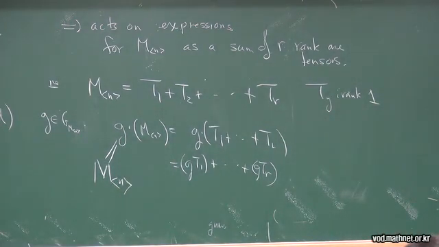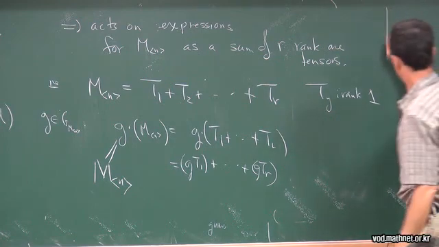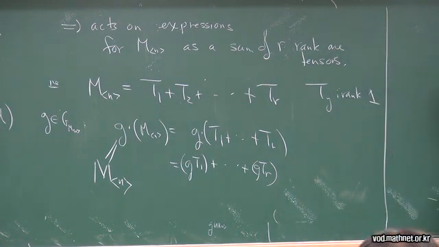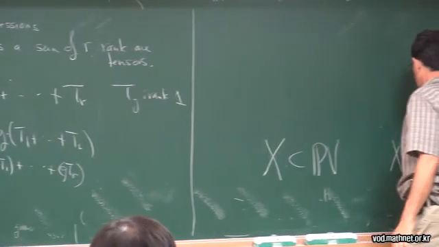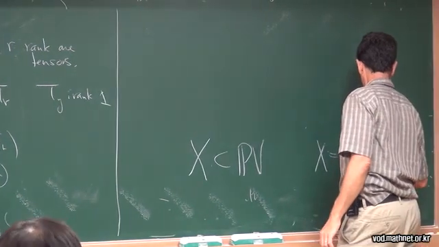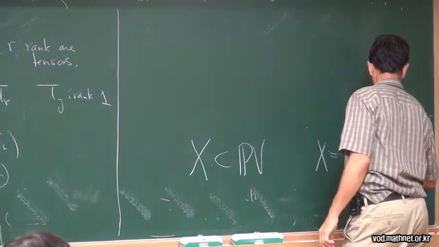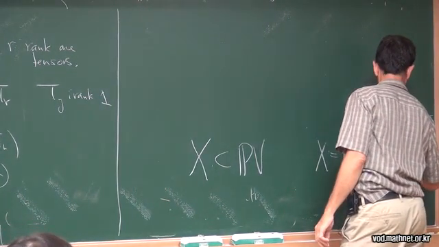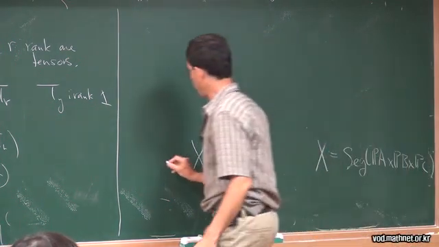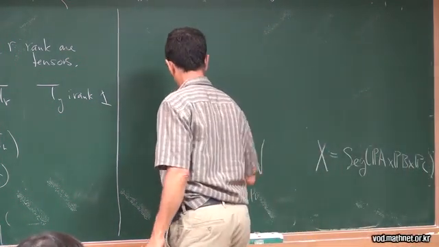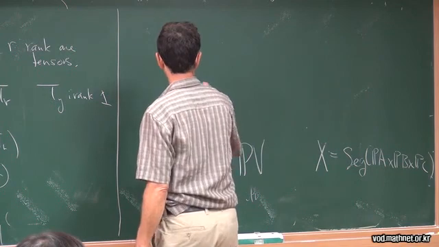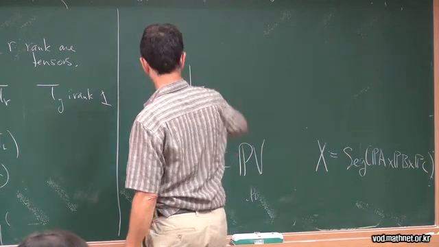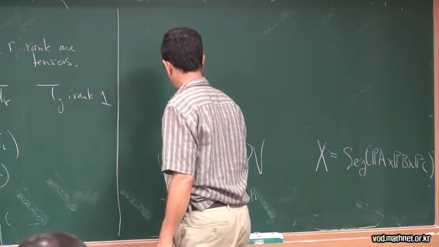So maybe I should state what I want to state in the proper generality. Let's say I have a variety X sitting inside projective space. In our case, X is the Segre variety. And we're studying sigma R of X. Above it, we can form an incidence correspondence. Let me call it sigma R0 of X.